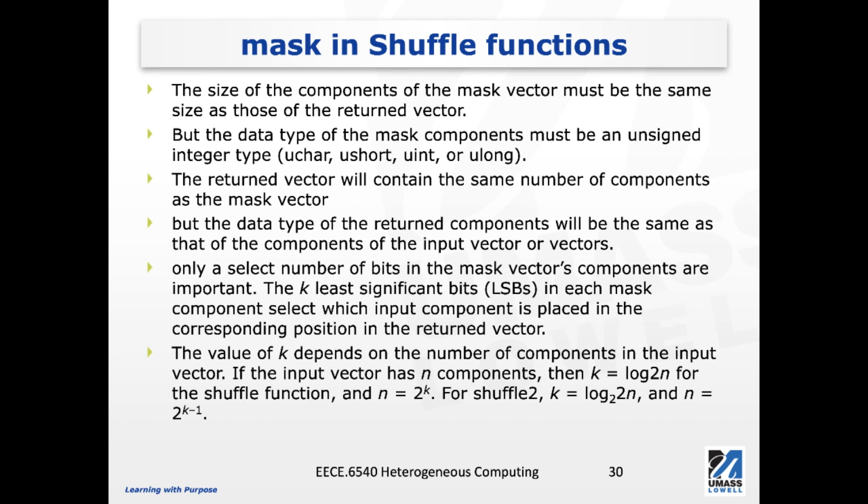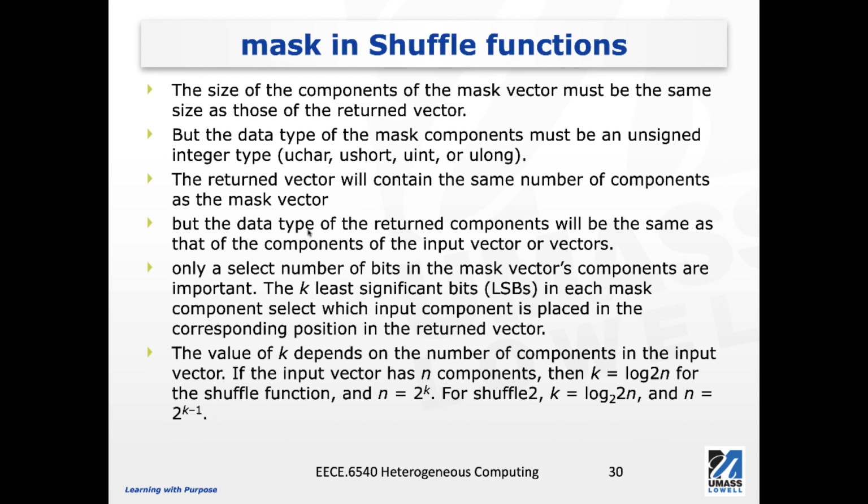The return vector will contain the same number of components as the mask vector. That's what we already know. And then the data type of the return components will be the same as the components in the input vector or vectors. So if your input vector is a floating point vector or integer vector, the final output vector will be the same type as the input vector.